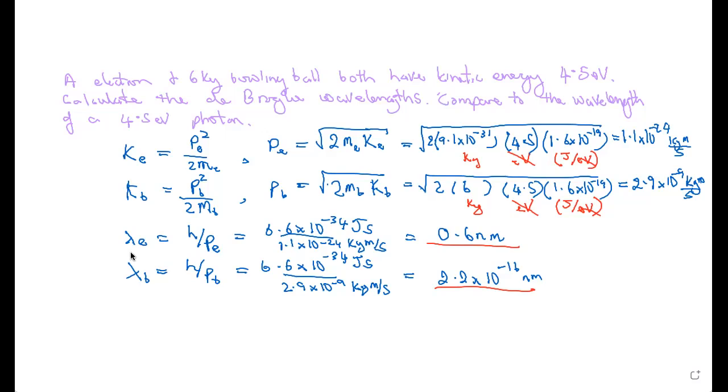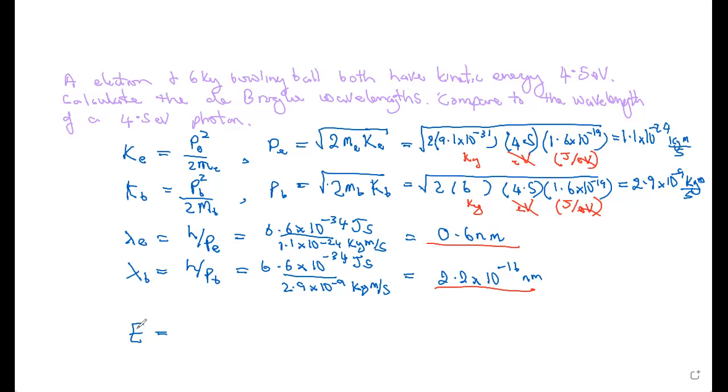Finally, we're going to compare these two wavelengths for our matter waves, the electron and the bowling ball, with the wavelength of light corresponding to a photon energy of 4.5 electron volts. So here we're going to use a different equation or a different relationship to get from the energy of the photon to the wavelength of the photon.